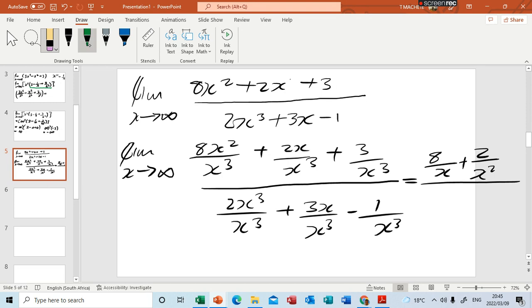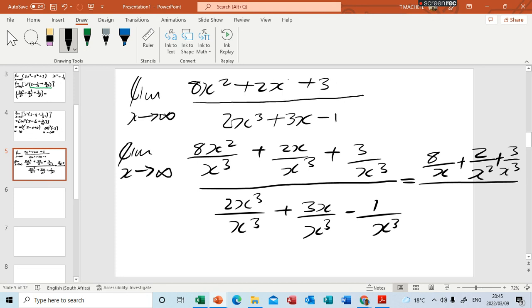Just because this one is a fraction, you are dividing here. You're gonna divide with the highest common factor. Okay, and then you're gonna say plus 3 over x cubed. Then the bottom one you're gonna have 2 plus 3 over x squared minus 1 over x cubed. That's what you're gonna get.